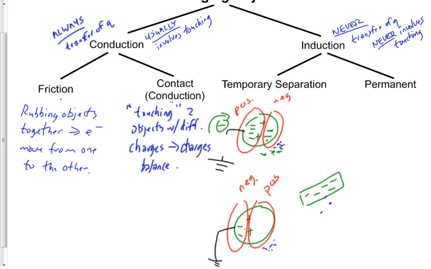What about right here? Okay, what about the bottom one here? We've got this negative object that's nearby this neutral object, charging by induction, temporary separation of charge. Okay, but now we've got it grounded. What happens to the protons? Nothing happens to the protons. What happens to the electrons?